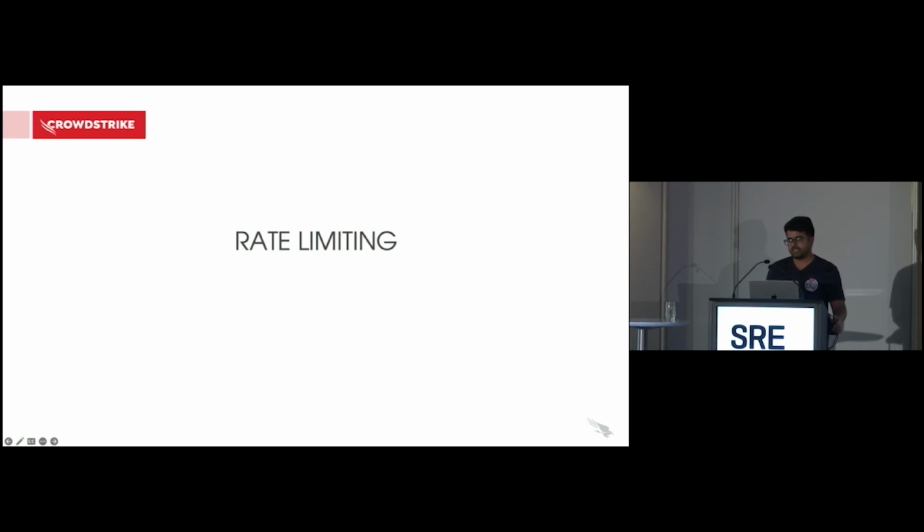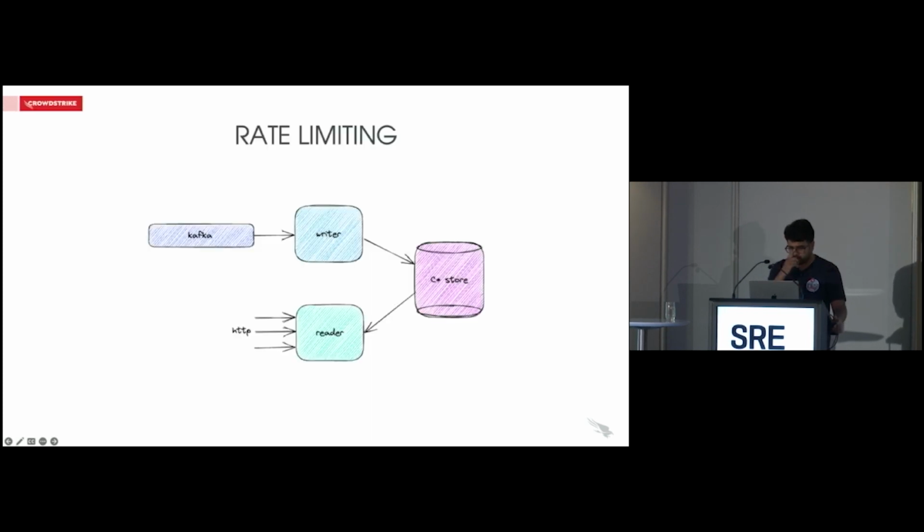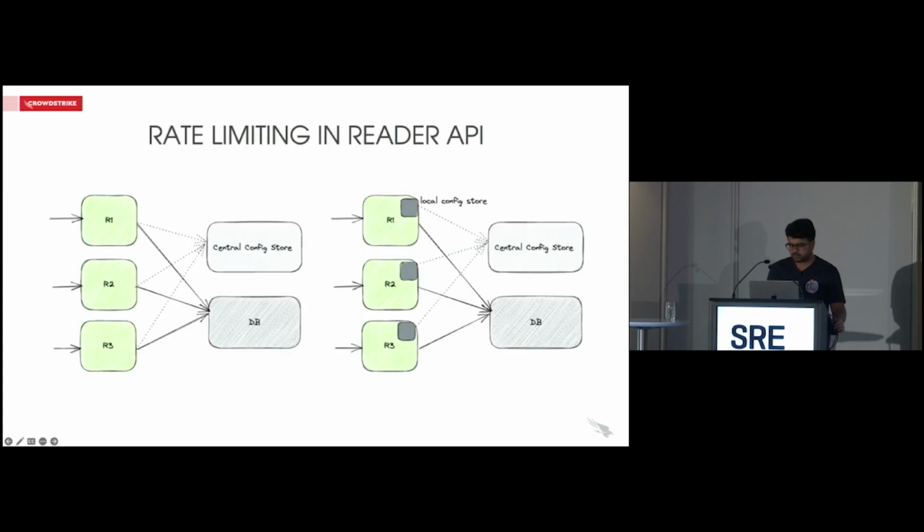Now let's take a look at rate limiting. We will use the reader service from our reference architecture to help put things into perspective. Traditionally, rate limiting is done through central coordination using a fast in-memory data store like Redis or Memcache to host the rate limiting configuration. Clients make requests to readers, and readers, upon receiving a request, will check this central store to make a decision whether to allow or reject the request.